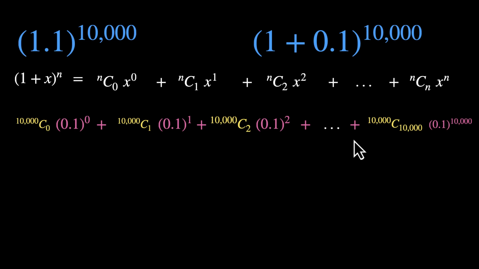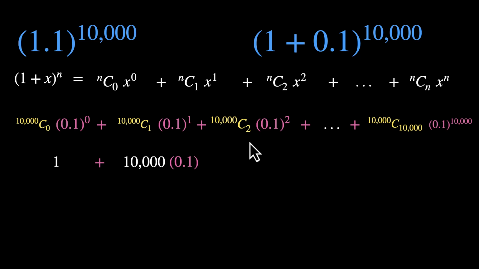We want to get an idea of where this expansion is going so that we can compare this with 5 lakhs. Let's look at the first term. We have 10,000 C0, that's 1, times 0.1 to the power 0, that's 1. So 1 times 1 is 1. Next is 10,000 C1, that's 10,000, times 0.1. What is this? This is 10,000 times 0.1, that's 1,000. 1,000 is way less than 5 lakhs, so I think we need to keep going. Let's look at the next term.